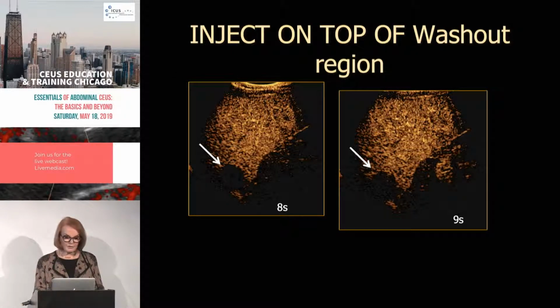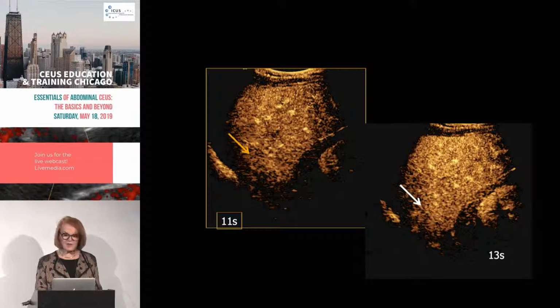You can see that at 8 seconds and at 9 seconds, that nodule still looks black. So we're looking right at it. When we're injecting, we're not moving around. We're sitting right on the area that we're looking at. At 11 seconds, you can see that the microbubbles are filling the rest of the liver. We can see little bright flecks of contrast in the hepatic arterial branches. But now we can see at 11 seconds, it's starting to enhance. And at 13 seconds, it's gone. We don't see it anymore at all.